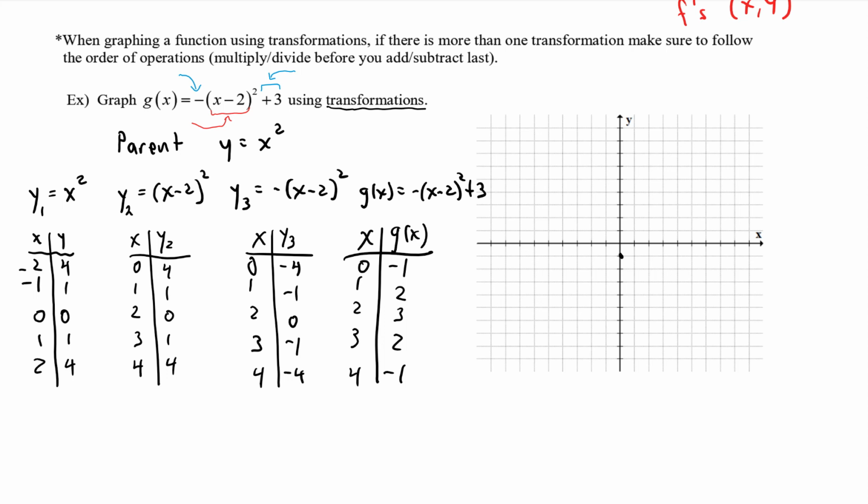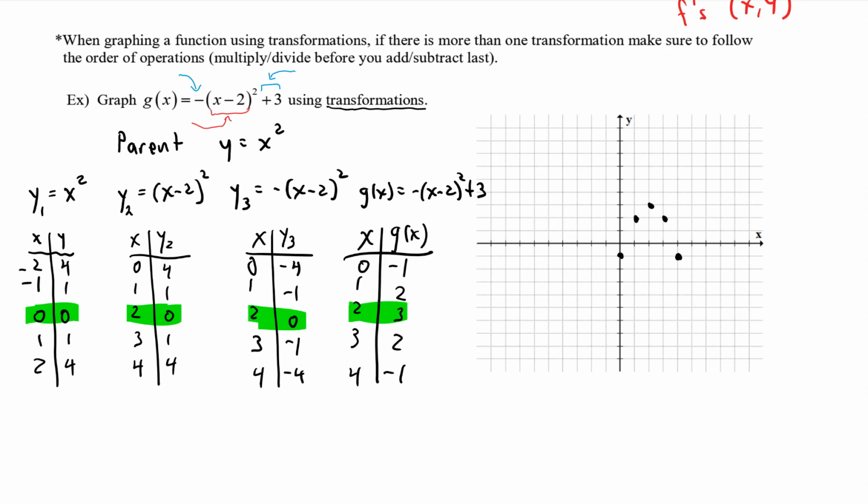So 0, -1, 1, 2, 2, 3, 3, 2, and 4, -1. So look, this was the vertex of the parent, this was the vertex of that one, that's the vertex of that one, and that's the vertex of that one. So the vertex just got shifted and transformed over to 2, 3.